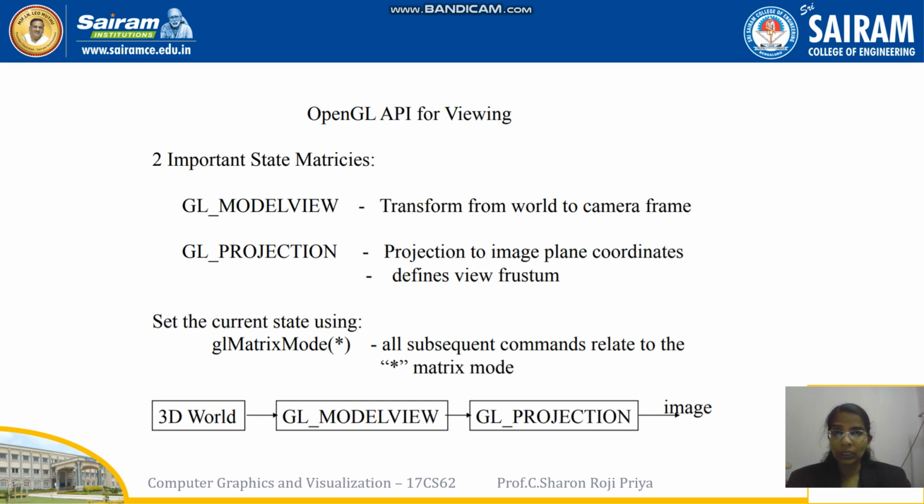Before using this function, I have to set the matrix mode. I have a function known as glMatrixMode. The parameter will be either GL_MODELVIEW or GL_PROJECTION. So what does this mode do? It transforms from world coordinate to view coordinate. The model view mode is used to transform from world coordinate to view coordinate.